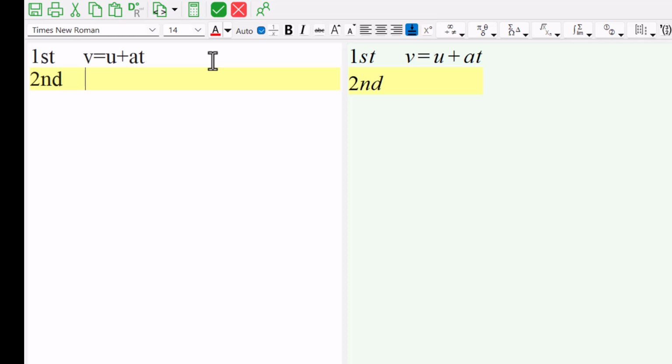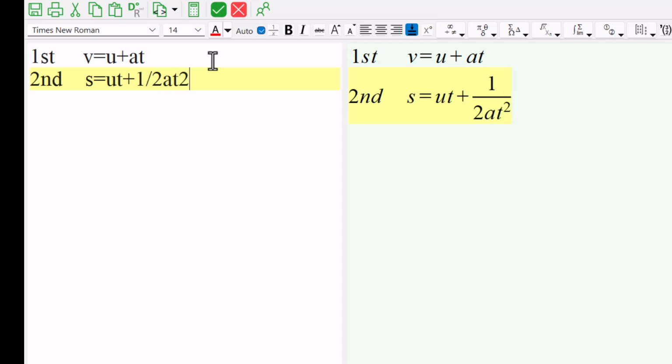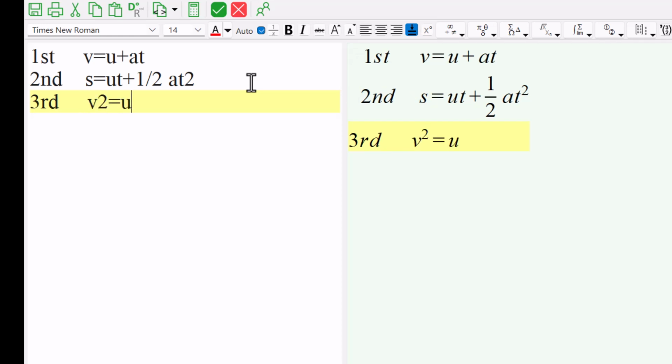The second one is s equals ut plus 1 over 2 at squared. So let's give some space here. Okay, so this is the second. Then the third one is going to be v squared equals u squared plus 2ax. So these are the three equations of motion.